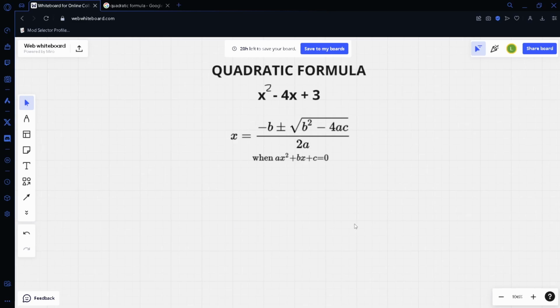Next, the quadratic formula. Looks complicated, really isn't. Just plug everything in. First, we find our letter terms. A is the leading coefficient, 1. B is the second coefficient, negative 4. C is the constant, positive 3.